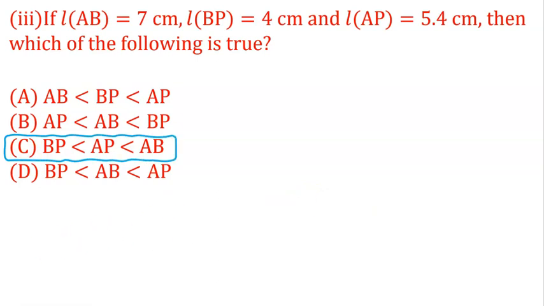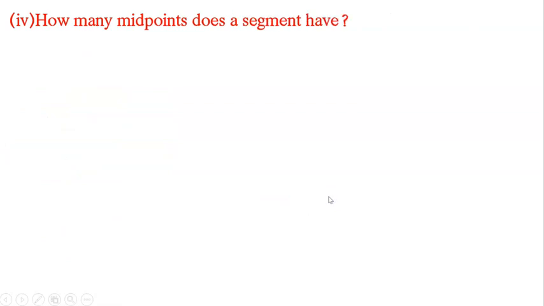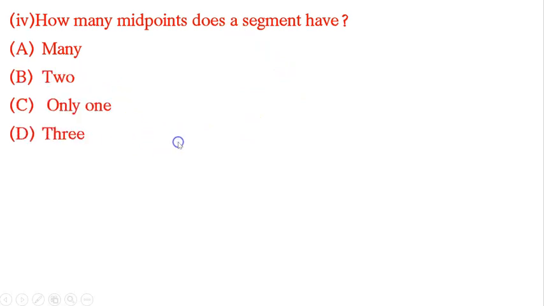Okay. Now the next question. How many midpoints does a segment have? First is A, many, B is 2, C is only 1, and D is 3. That is, midpoints of a given segment is only 1. Okay, and hence option C is correct here.